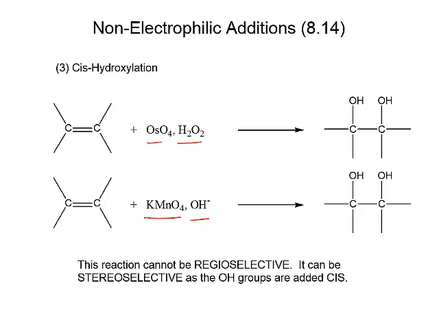Can the reaction be regioselective? It says it can't. Why can't it be regioselective? Because I'm adding two OHs, a symmetrical reagent. It can't be regioselective. Can it be stereoselective? It could be, because the OHs are adding cis. 100% cis.